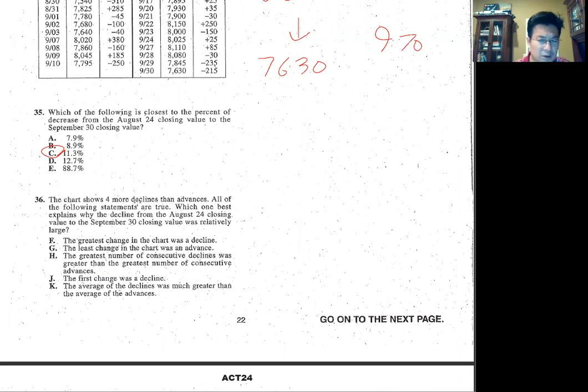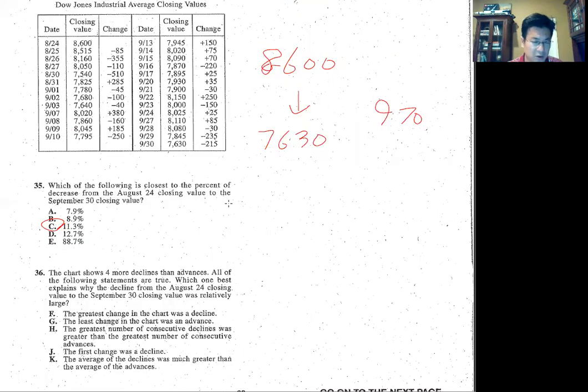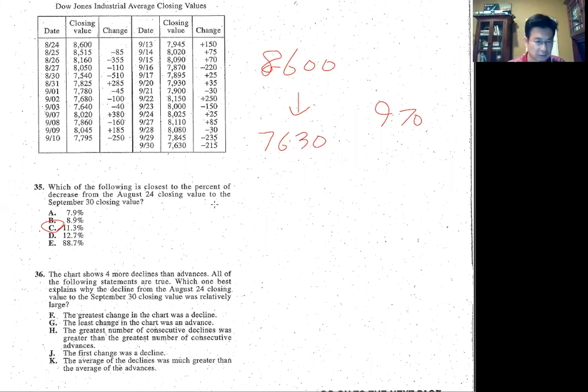The chart shows four more declines than advances. All of the following statements are true. Which one best explains why the decline from the August 24 closing value to the September closing value is relatively large? The greatest change on the chart is a decline. Greatest change is. Which one best explains why the decline from August 24th closing value is relatively large?